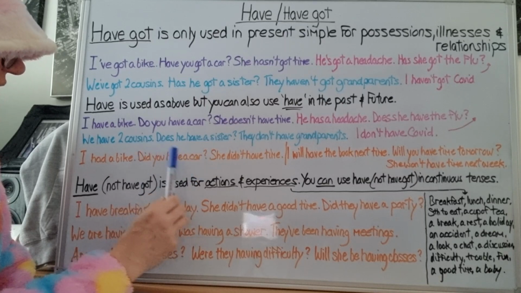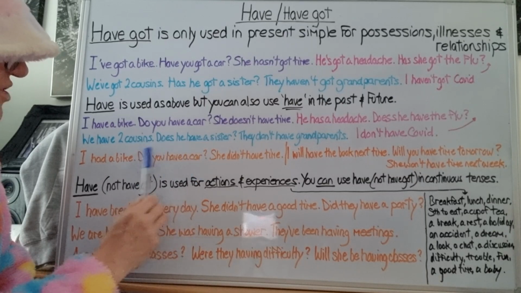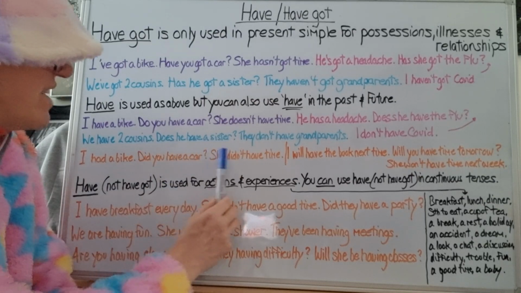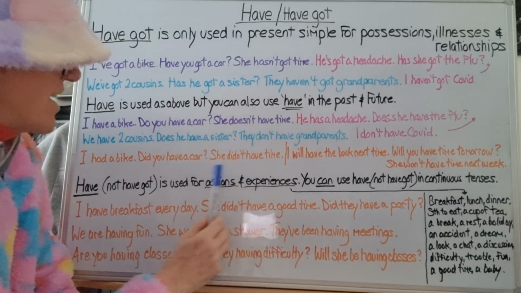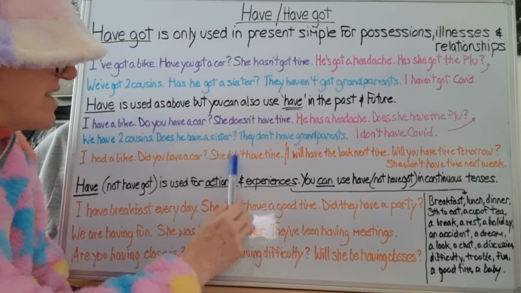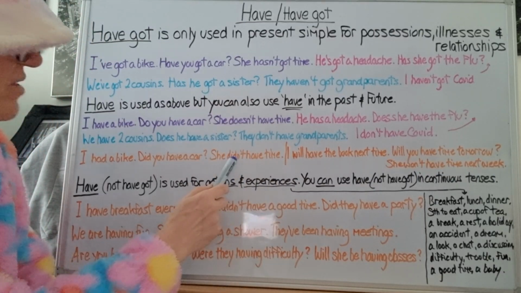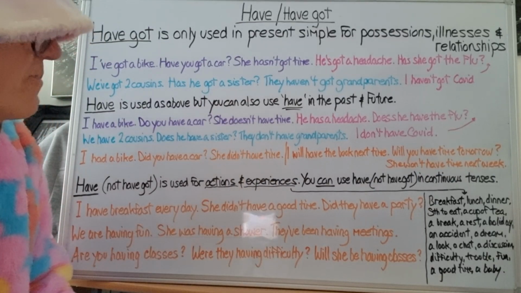These are the same. Did have. Did I, did you, did he, did she, did we, did they. She didn't have time. I didn't have time. You didn't have time. We didn't have time. Okay? Auxiliary, main verb. Future.